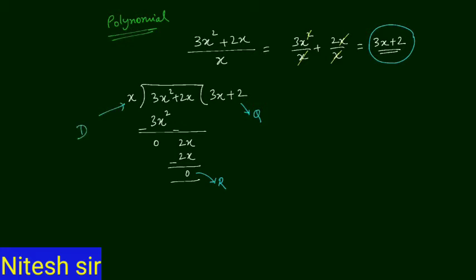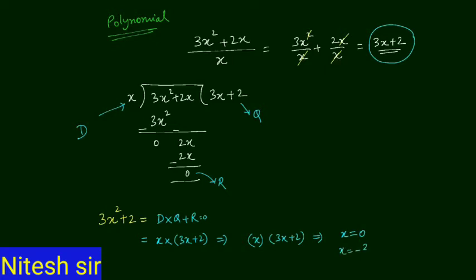So we can write 3x square plus 2x just like we have written in the previous example. So 3x square plus 2x is equal to d into q plus r, because divisor into quotient plus remainder. So what is the divisor? That is x, and quotient 3x plus 2, and remainder is 0. So we can write x times 3x plus 2. It means x and 3x plus 2 are the factors of this polynomial. So when we equate these factors to 0, just like zeros of the polynomial, we will get x is equal to 0 and x is equal to minus 2 upon 3.